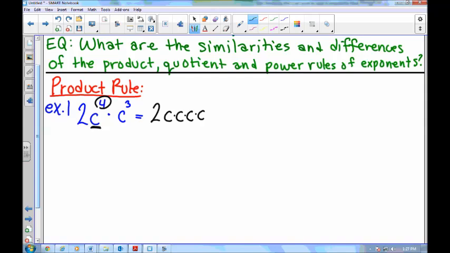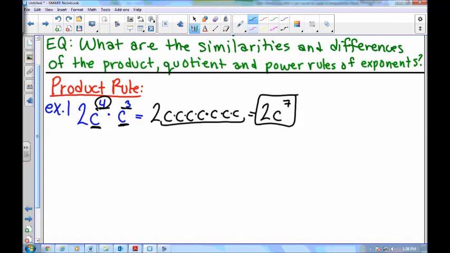Fingers up in the air, how many C's are represented right here? Excellent. 3. So we added another set of 3 C's being multiplied. All together, shout it out, how many C's are there? 7. Good. So this would be 2C to the 7th power. Does anyone remember or recognize the shortcut? Yeah, we just add the exponents, right? 4 plus 3 equals 7.